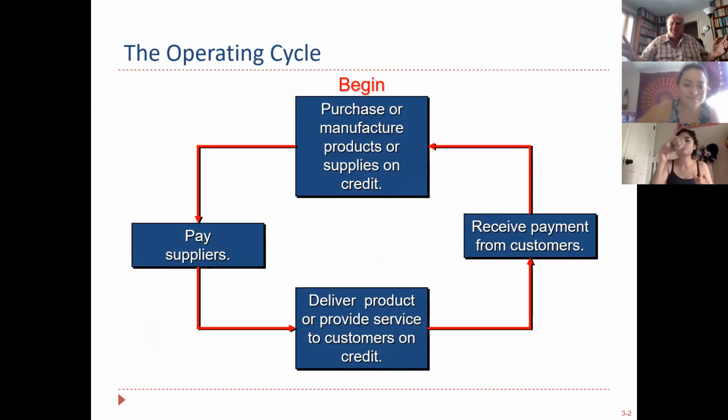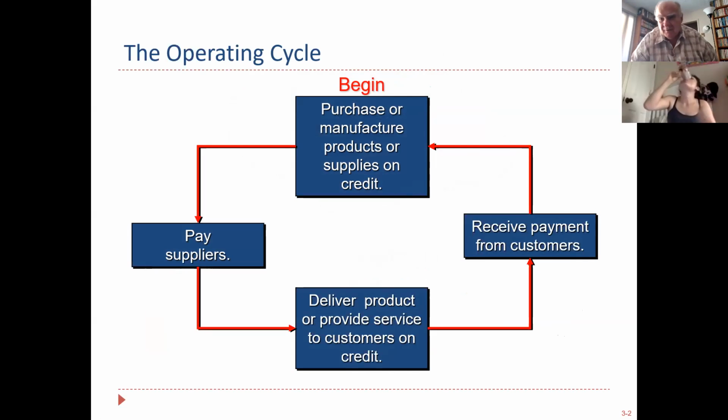This is the business cycle. We start a business, we put money in, and what do we do? We buy things and we pay for things. We get payments from customers. So the cycle might be we get our business going, we buy our product, we pay for the products, we sell, deliver the products, we receive the cash, and it goes on and on.